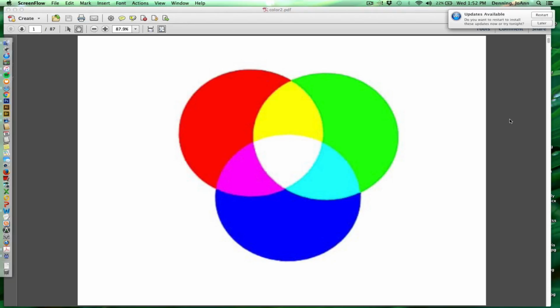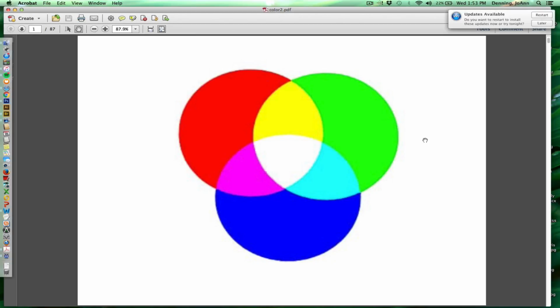And in the additive model, if you mix all the colors together at the most intense possible number, so that would be on a scale from 0 to 255, which we use in Photoshop, if you put 255 red, 255 green, and 255 blue together, you would get pure white.